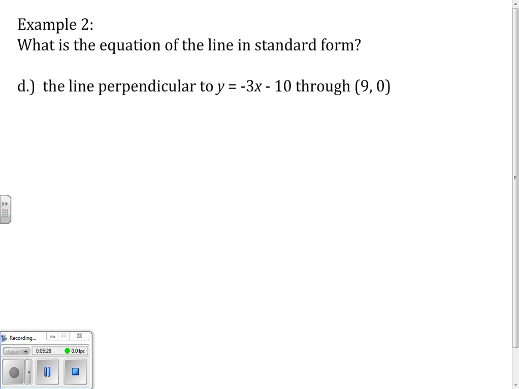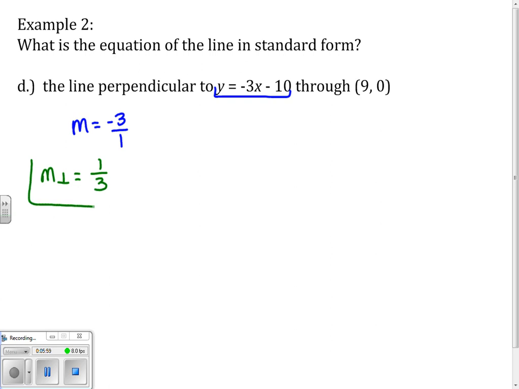So example 2, what is the equation of a line in standard form? First of all, they want it to be perpendicular to this line here, whose slope is -3. Easier for you to see as -3/1. In order to get the perpendicular slope, and again, that might be some new notation for you, it's a tiny upside down capital T, you have to flip the -3/1 and negate it. So flipping it makes it -1/3, and negating a negative makes it positive, so it's 1/3.